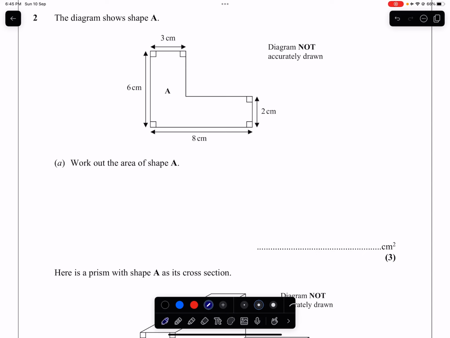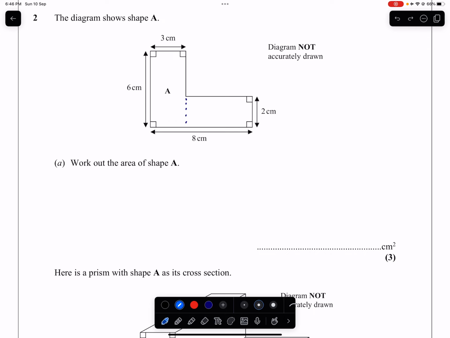Question 2. We've been given a shape A like so, this L shape here, and we're being asked to find the area of it in part A. So as a composite shape, this L shape can be broken up into two rectangles. It doesn't matter whether you break it up like so, or break it up there. Either way, as long as your areas are correct based on the measurements that they should be, you'll be okay.